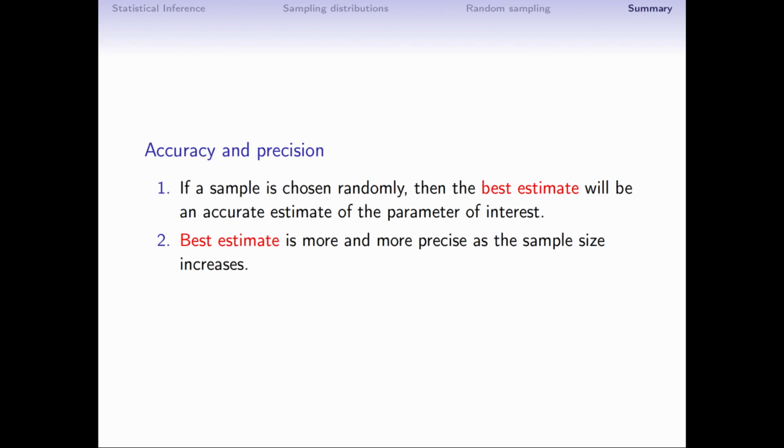So the long and short of it is, if we want accurate and precise estimation of a parameter, we should make sure we rule out all the bias by randomly sampling, and we should make sure that we create a precise estimate by choosing a sample that is large. Okay, that brings an end to section 3.1.